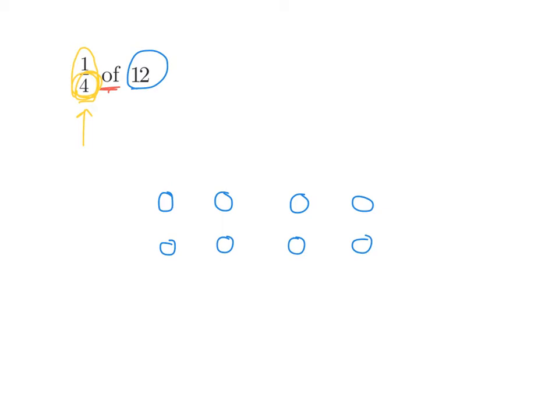How many items have I drawn so far in my set? 8. How many do I actually want? 12. So there are 12 items in my set. I'm going to divide them into 4 groups. Do you guys agree that I've divided this now into 4 equal groups? Okay. And then let's shade in one of those fourths. 1. There we go. So therefore, how many items did we shade in? 1/4 of 12 is 3.